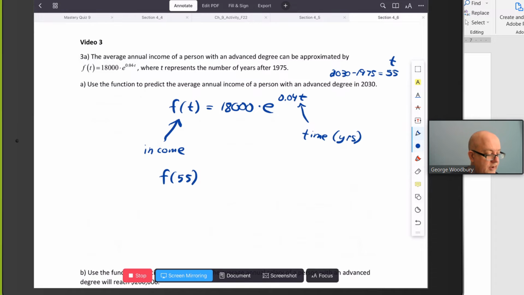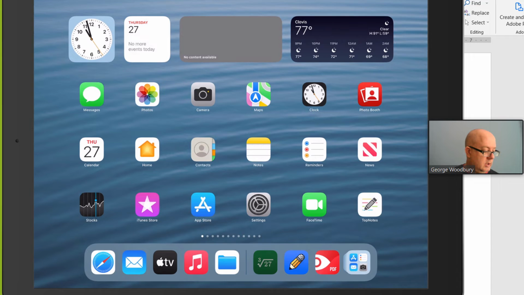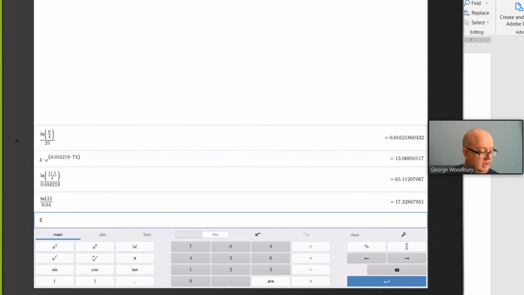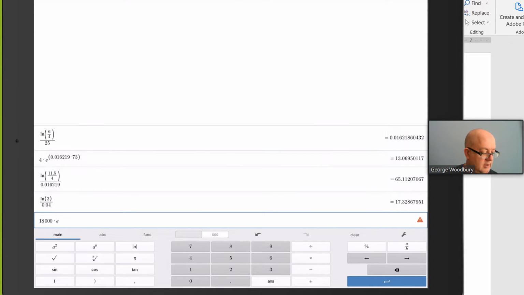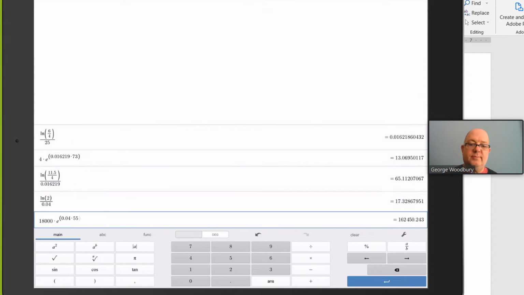f of 55 equals 18,000 e to the 0.04 times 55. Now, if you're not good with your calculator yet, you may want to do 0.04 times 55 first and come up with a single number there, but we can do this all in one shot in the calculator. Let's take a look at that. 18,000 times function e to the x, back to main, in parentheses, 0.04 times 55.